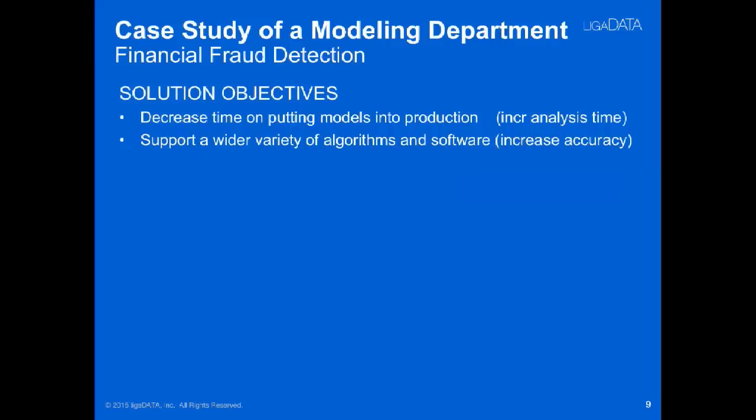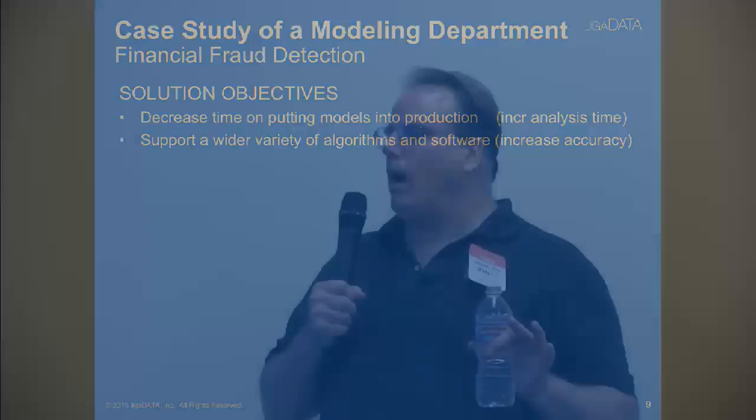So for the solution objectives, I wanted to decrease the time to put models into production. I wanted, for me and my team, to spend time building the models. And I wanted to support a much wider variety than just regression and trees. I want to be internally competitive. You know, let's try things out. That's the whole science part.